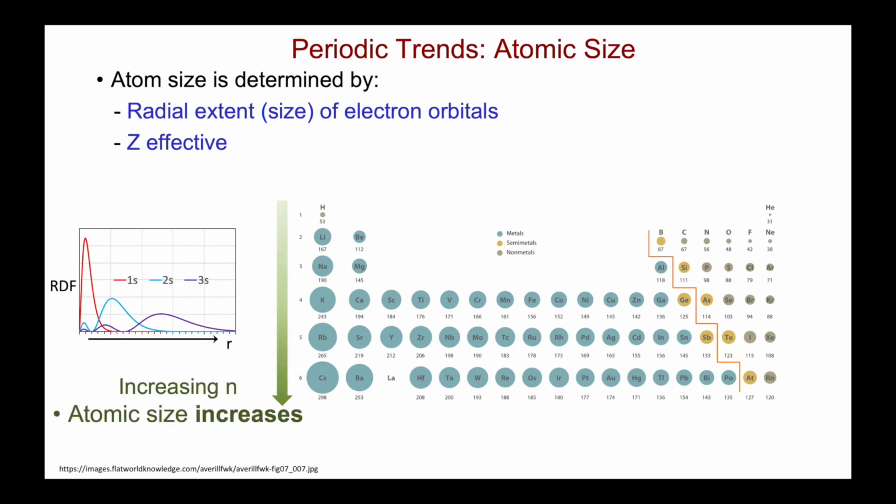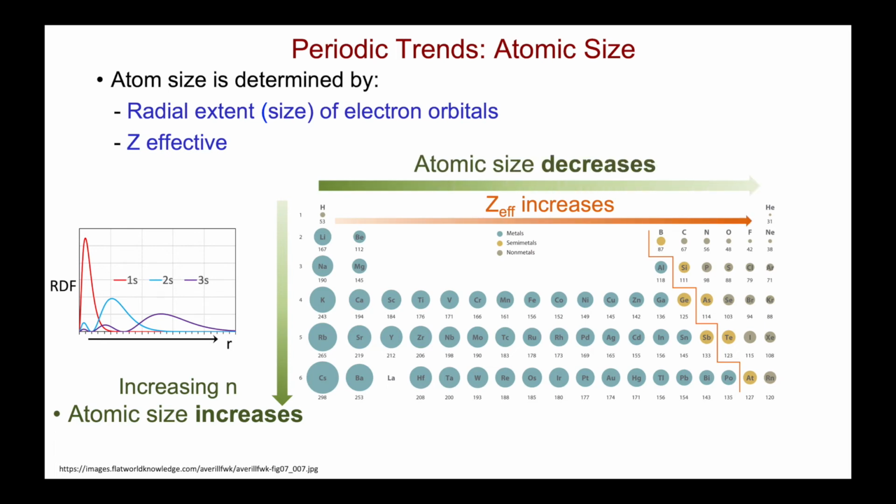That results in a periodic increase in the size of an atom as we go down a given group. The left to right trend is intimately related to Z effective. Z effective increases in going from left to right. What that means is that the orbitals are more tightly bound when we have the higher Z effective. They're of lower energy. Because they're more tightly bound, they'll be closer to the nucleus, or their radial extent will be lessened. That means their atomic size will decrease periodically as we go from left to right.